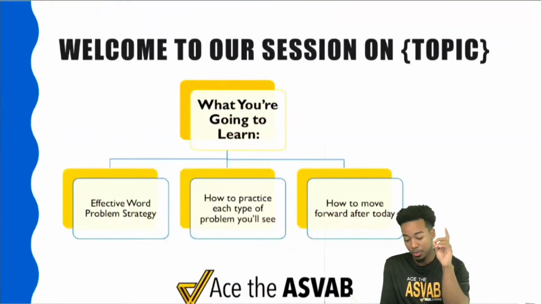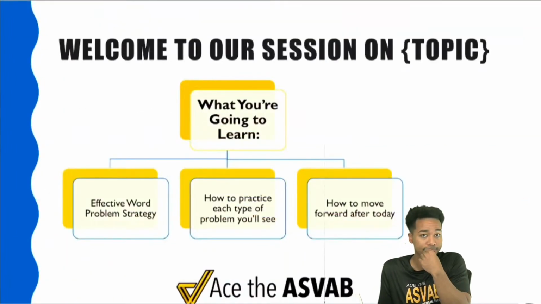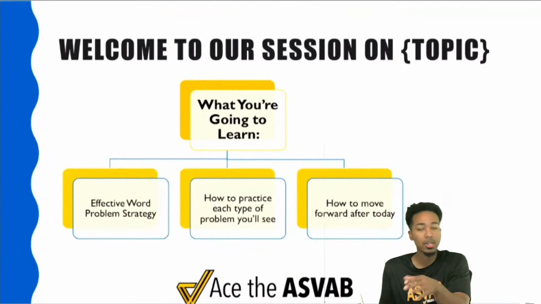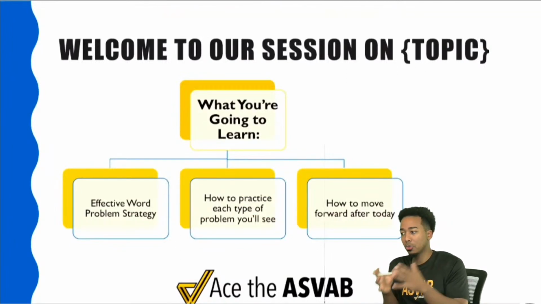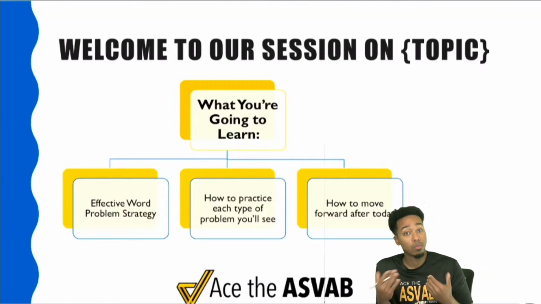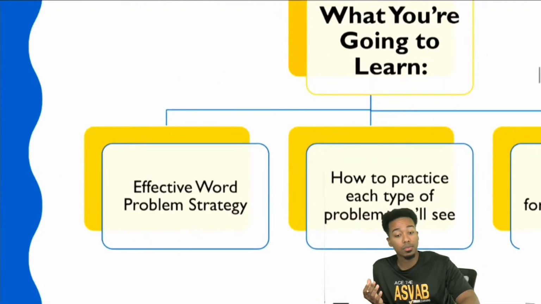By first getting into what we're going to do today. Today's an arithmetic reasoning review. And as always, when it comes to these types of classes, we're going to be looking at basically tackling three main fundamentals. Number one, we want to make sure that we know effective word problem strategy.